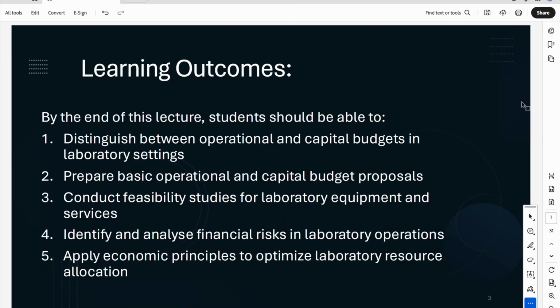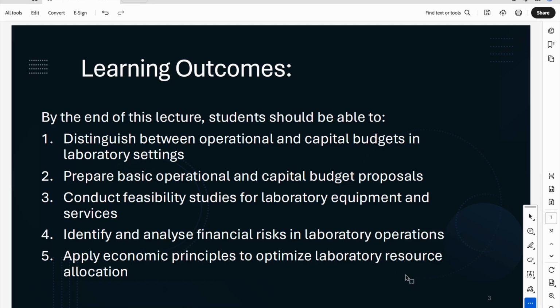Learning outcomes. By the end of this lecture, you should be able to distinguish between operational and capital budgets in laboratory settings, understanding when and how each type of budget is used. Number 2, prepare basic operational and capital budget proposals, giving you practical skills for real-world applications. Number 3, conduct feasibility studies for laboratory equipment and services, helping you evaluate whether new investments make sense. Number 4, identify and analyze financial risks in laboratory operations, protecting your laboratory from potential threats.